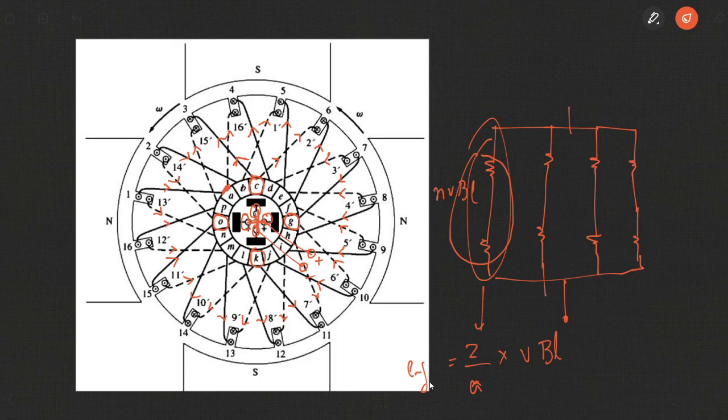So we'll continue with discussing the DC machines, and we'll understand what happens in case of a wave winding in the next session.